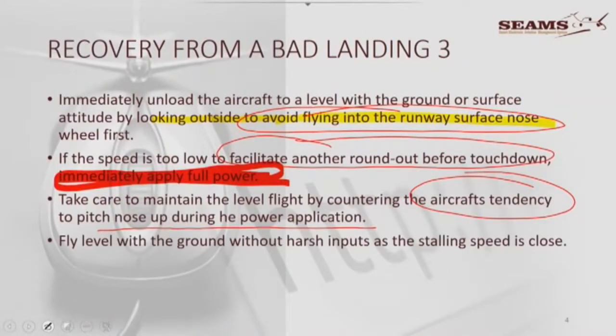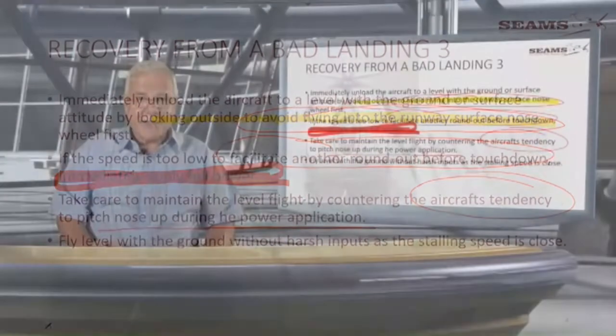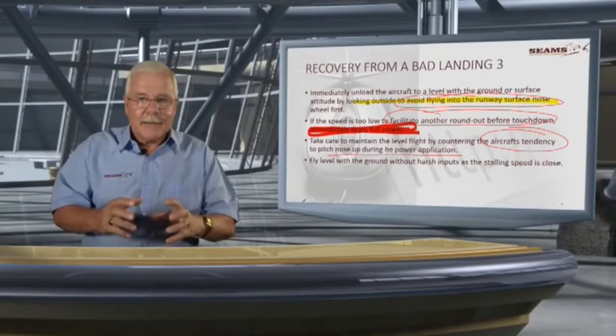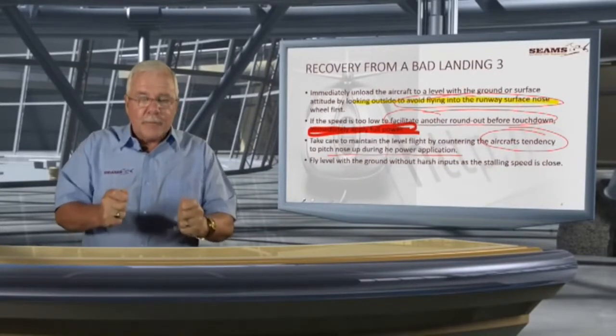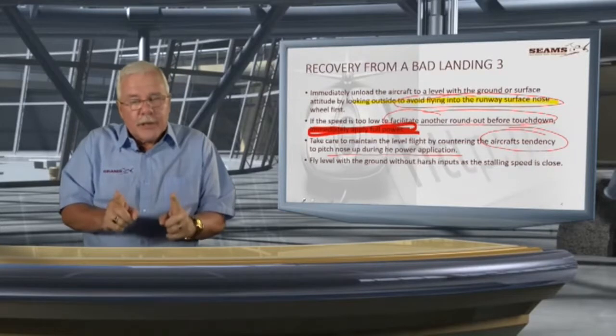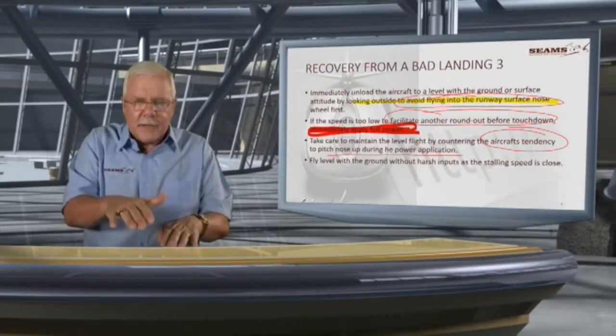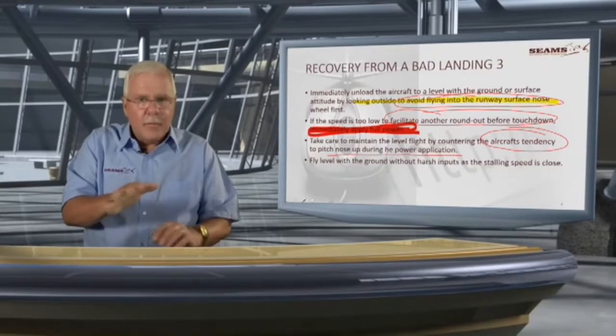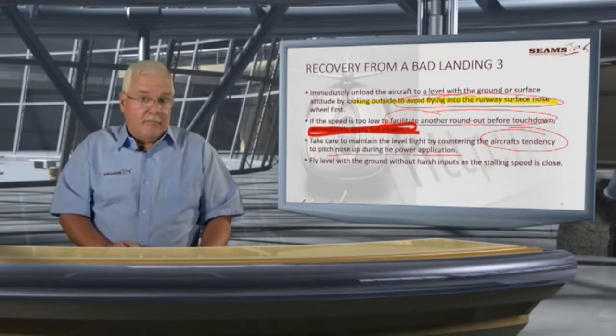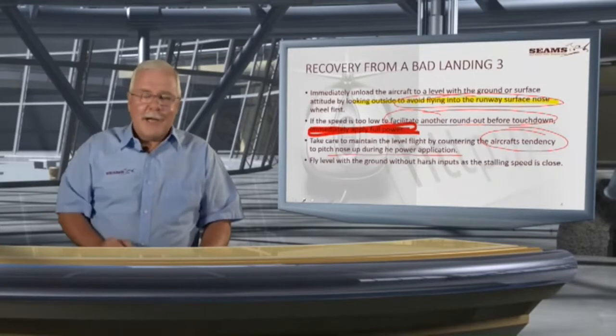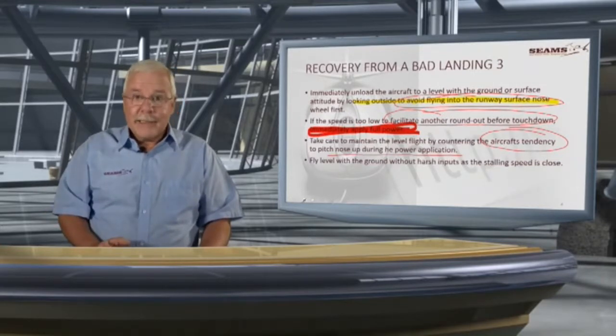Right, so fly level with the ground without harsh inputs as the stalling speed is close. Yes, the stalling speed is close, I understand that. That's why you can't make harsh positive inputs, because you increase the G load. Just think about that. Full power, level with the ground, and now we're waiting. And don't worry, the aircraft will accelerate quite quickly and then gently fly out. Okay? Gently, gently.